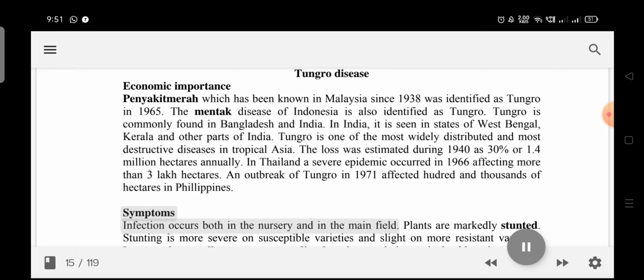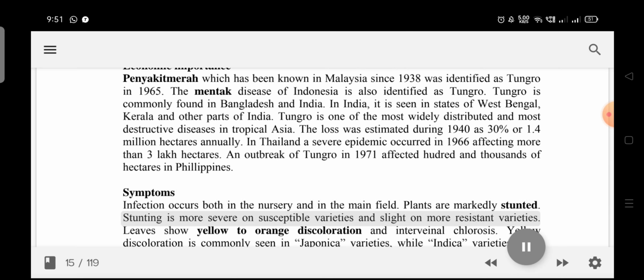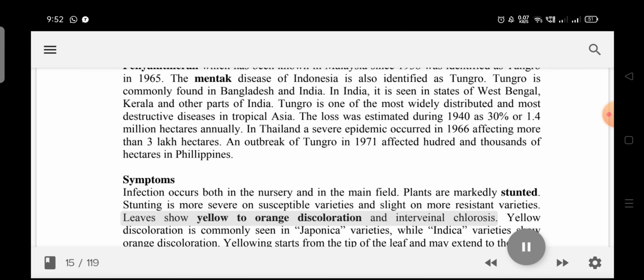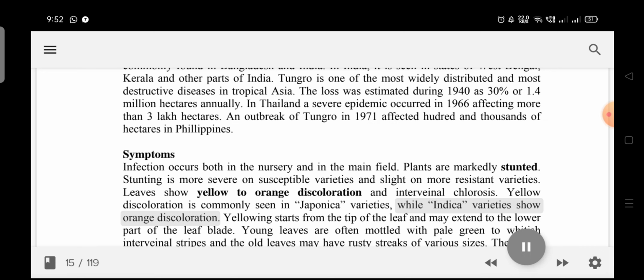Symptoms: infection occurs both in the nursery and in the main field. Plants are markedly stunted. Stunting is more severe on susceptible varieties and slight on more resistant varieties. Leaves show yellow to orange discoloration and interveinal chlorosis. Yellow discoloration is commonly seen in Japonica varieties, while Indica varieties show orange discoloration.